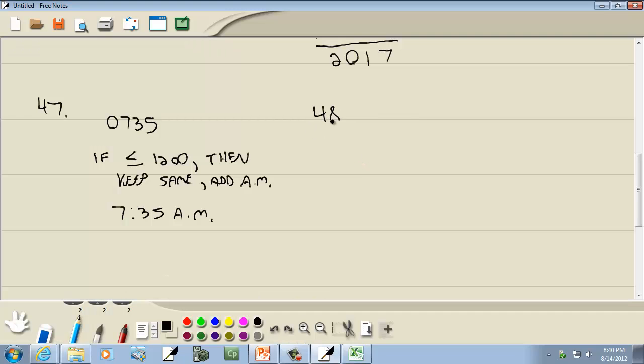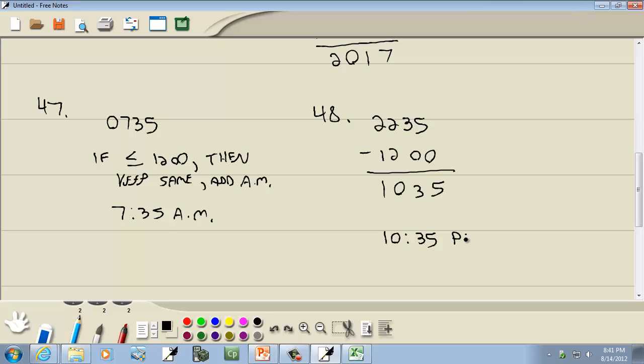For this one, 22:35. You can probably guess what we're going to do. Since this is greater than our 1200, we're going to subtract 1200 from it. So, before we added it, so here we'll subtract 1200. So we've got 5, 3, and 0, 1. And put my colon back in there. Now, if you think about this, where this would logically be, this is nighttime, isn't it? Here we put AM, so here we'll put PM. So 10:35 p.m.